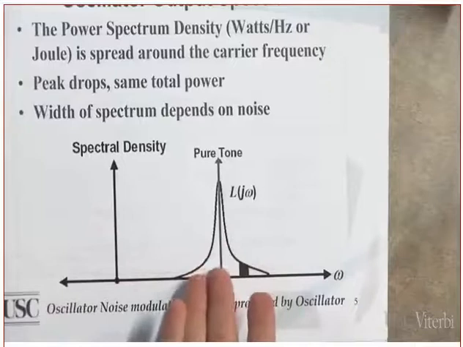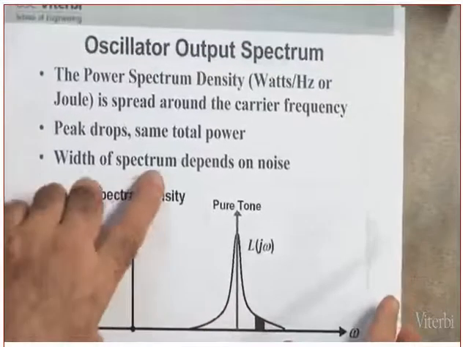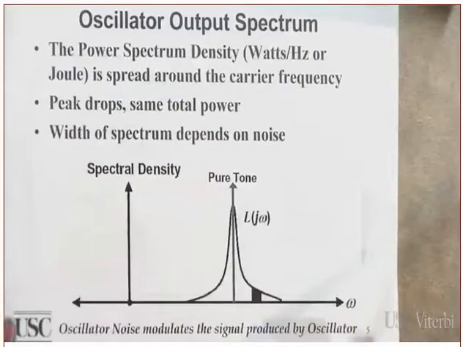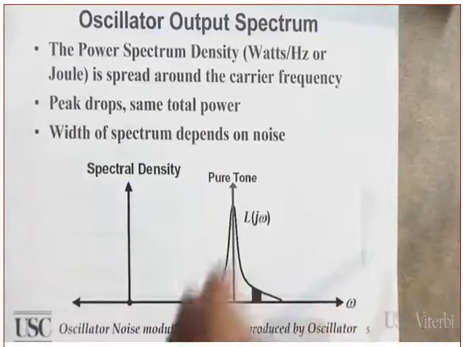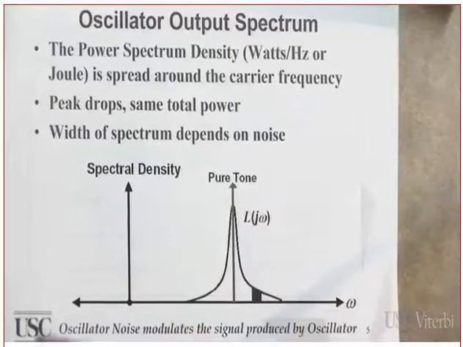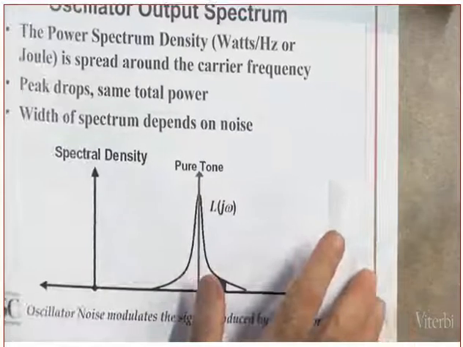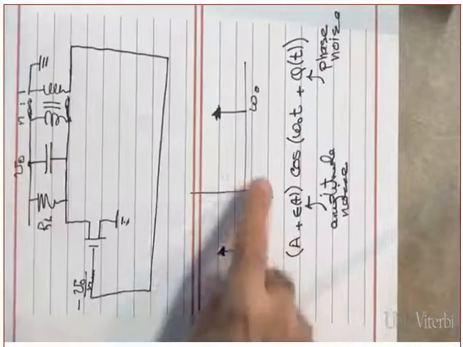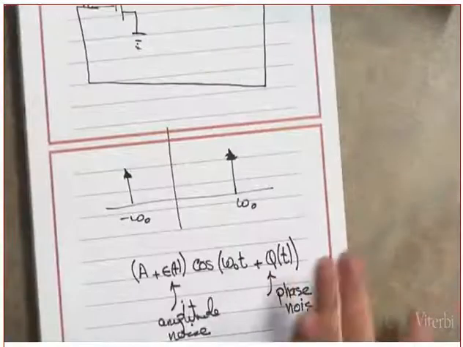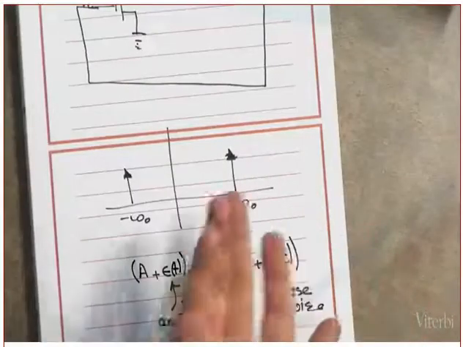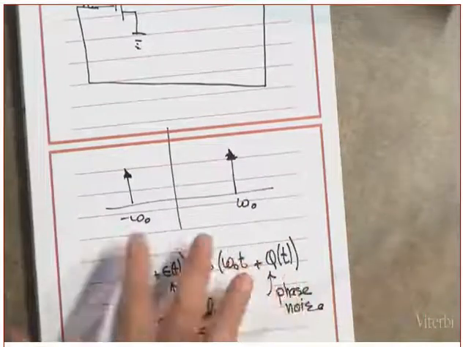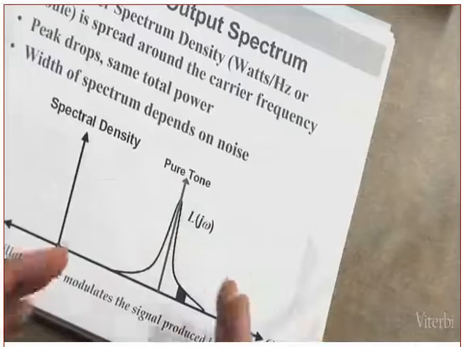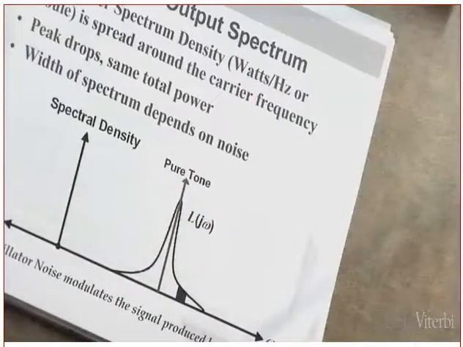Yes or no? This is an IC. So the peak drops, same total. By the way, is it the same total power? It's the same total power, but instead of being concentrated in one frequency... Why, by the way, is it the same total power? Assuming we neglect the amplitude fluctuation, why is it the same total power? Because the power does not depend on the phase. So if there is a phase fluctuation, this has nothing to do with the power. Power is still A squared over 2. But instead of the power being concentrated in one frequency, it is now going to be spread.